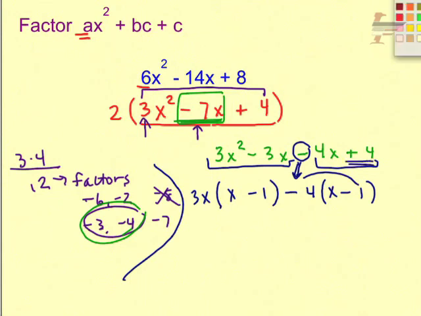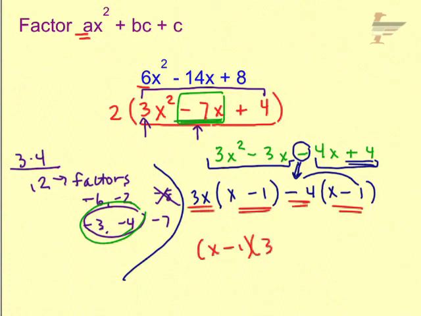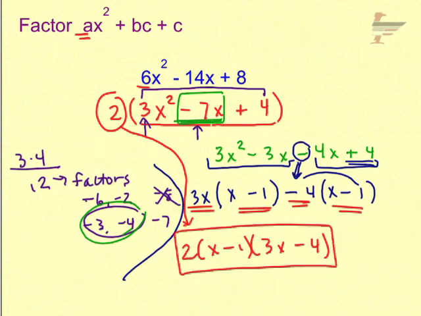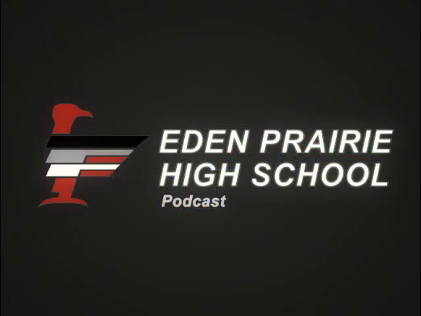So this is an excellent checking point right here. We want to say, do our parentheses match? If they match, we're almost done and we're on the right path. If they're not matching, then we've done something wrong and we can stop and fix it before we get to our final answer. So what we see in the parentheses, that x minus 1, is going to come down for our answer. And then whatever's left, this 3x and this minus 4, is going to go into another set of parentheses. And then we can't forget about this 2 to come down into our final answer. And this is our factored form.